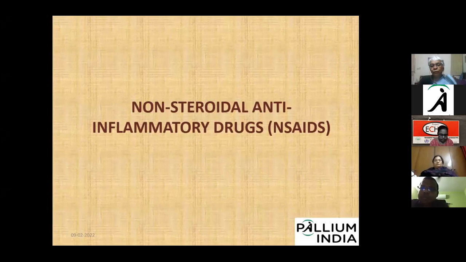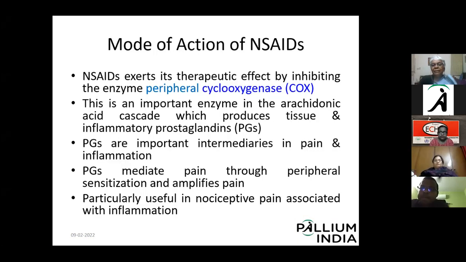So now we move on to the non-steroidal anti-inflammatory drugs. Like I mentioned, these act by inhibiting the peripheral cyclooxygenase enzyme. This is a very important step in the arachidonic acid cascade, which produces tissue and inflammatory prostaglandins after tissue injury is happening. Whether the tissue injury is because of the cancer process or because of a trauma or a post-operative thing, irrespective of that. Now, prostaglandins are important intermediaries in mediating pain and inflammation, and they act through peripheral sensitization. So these drugs are particularly useful in nociceptive pain, that is pain due to tissue injury associated with inflammation.